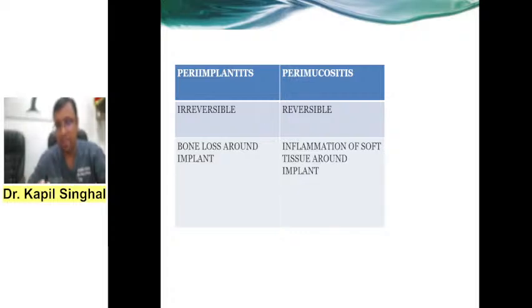Peri-mucositis is like gingivitis. It is reversible. So it's like soft tissue inflammation. Like gingivitis, there is a plaque, the soft tissue gets inflamed around the tooth. Similarly, around your implant also, if your soft tissue gets inflamed, then this is known as peri-mucositis. So this is reversible.